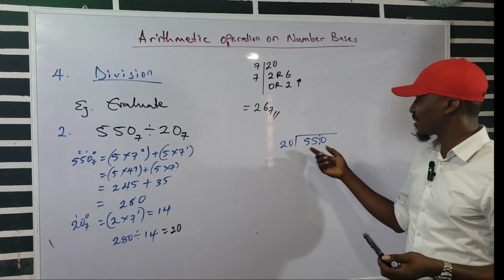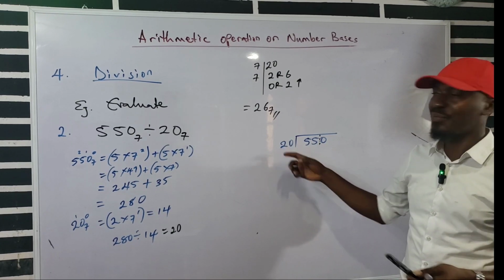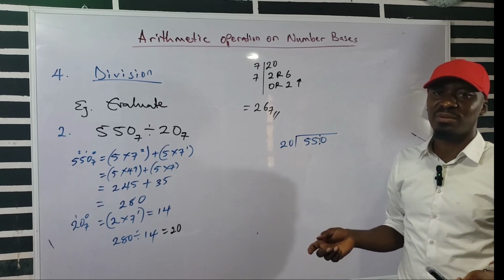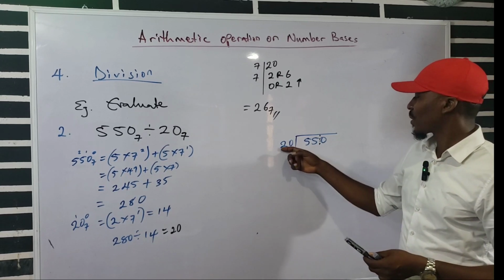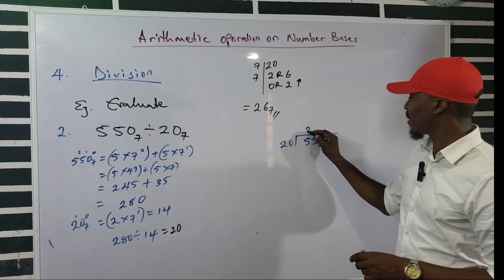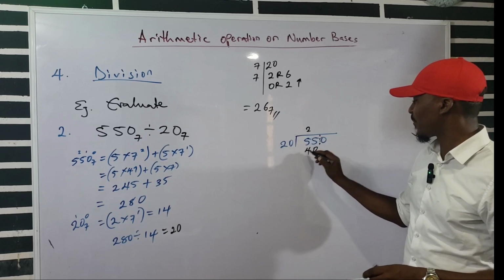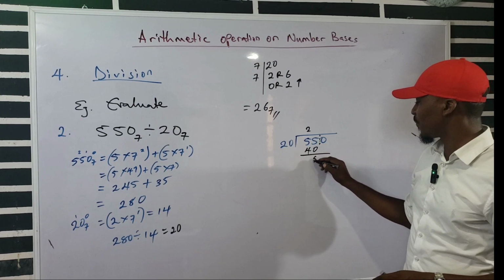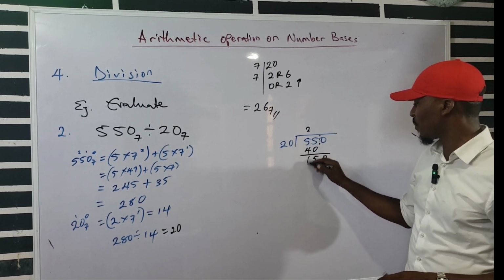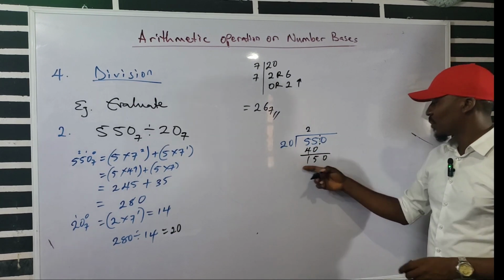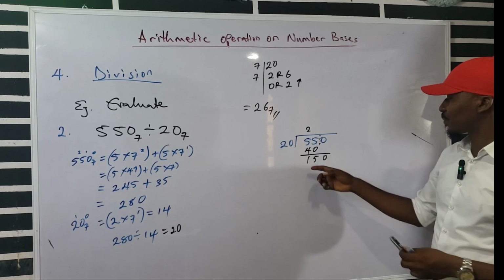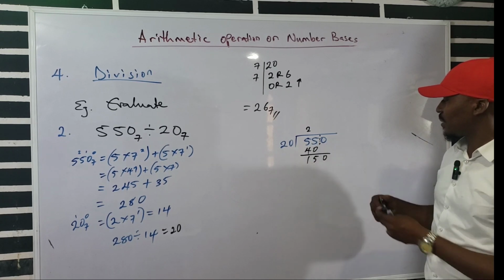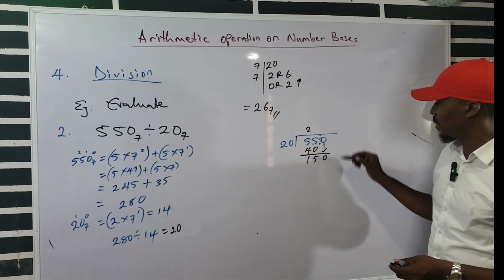But I know that 2 of these will give us 40, which is not up to 7. So we have 2 of it. So 2 times this will give you 40. So you subtract. This one will give you 5, 0. This one will give you 1. So you now have to add your 0 down.